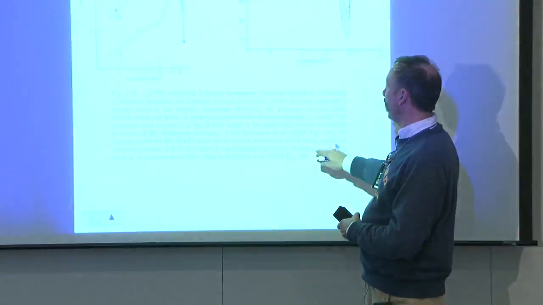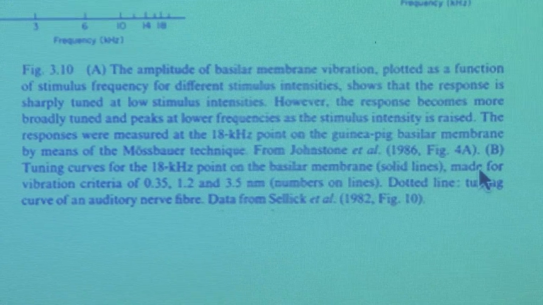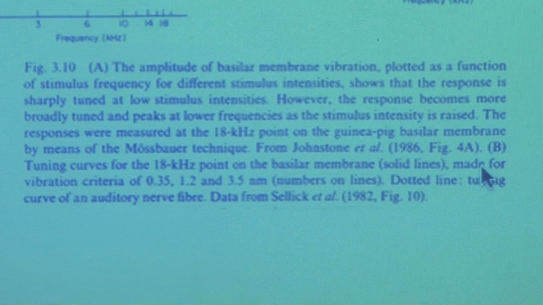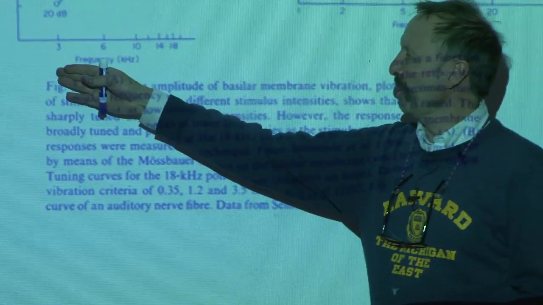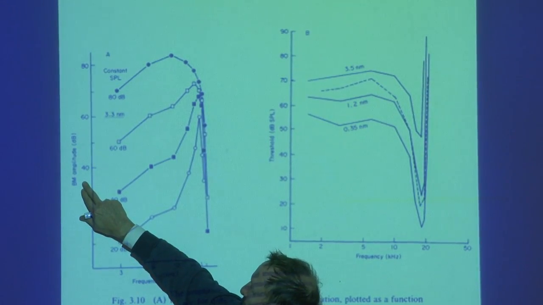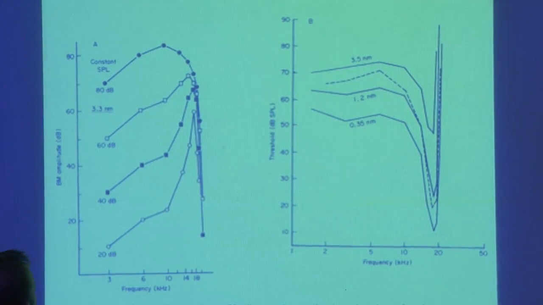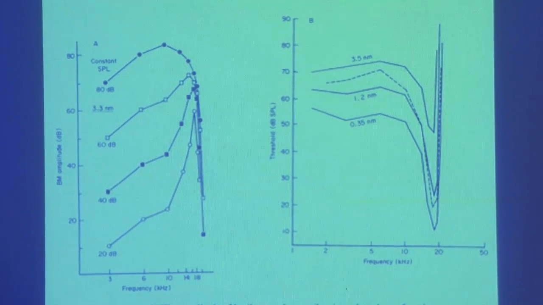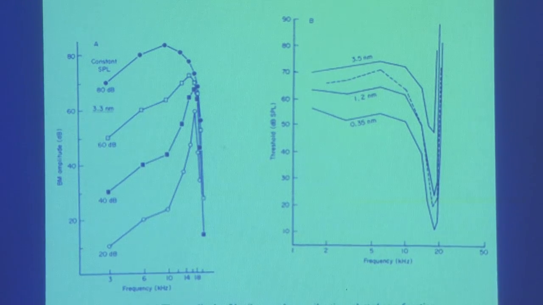These are data from the 1980s using a Mössbauer technique, a radioactive source. So instead of reflecting light, you're measuring the emitted wavelengths of particles from a radioactive source at one point on the basilar membrane. You're stimulating the basilar membrane with sound of different frequencies, and you're measuring how much it moves. I think this says displacement. Is that what it says? It says amplitude in dB. Okay, this is a displacement scale, how much movement you're getting, as a function of sound frequency for one particular point on the basilar membrane.